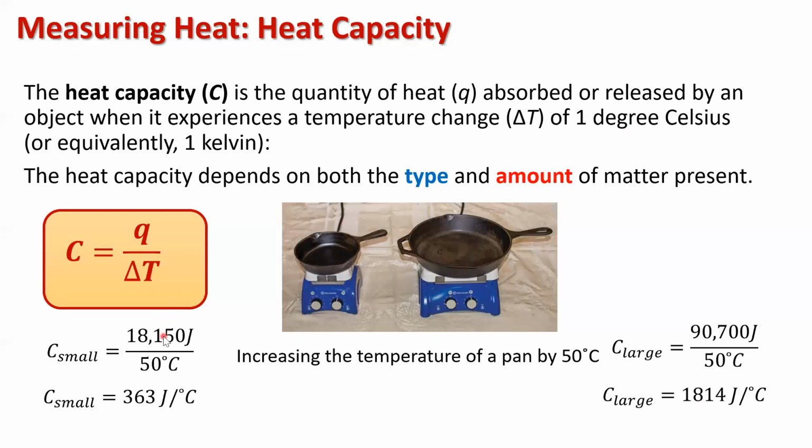Now notice that we needed less energy to change the temperature of the smaller pan. We needed more energy to change the temperature of the larger pan, because heat capacity is dependent on what the material is, in this case they're made of the same material, and how much we have.